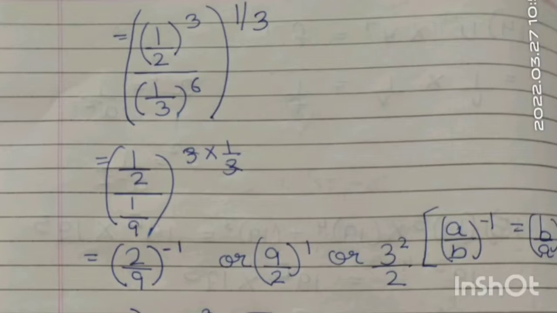Now 1 by 3 is a fraction. The exponent 1 by 3 is a fraction, but we want a number. So we can convert 1 by 3 to the power 6 into 1 by 9 to the power 3. So it will be 1 by 2 to the power 3 divided by 1 by 9 to the power 3, whole power 1 by 3.